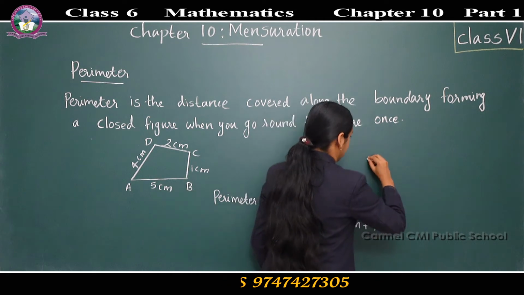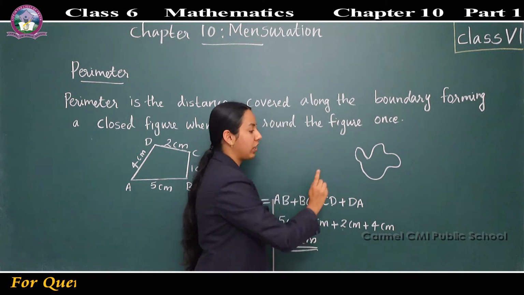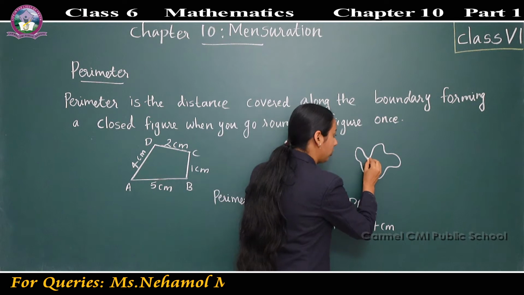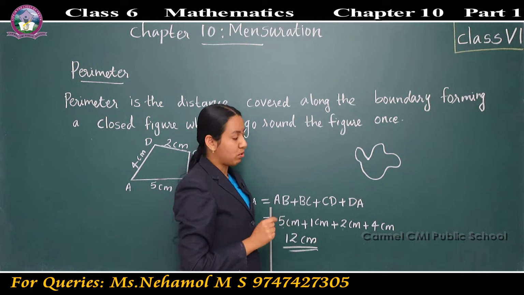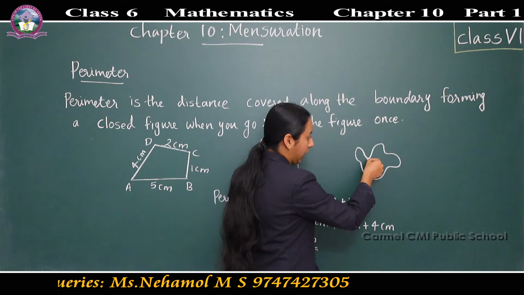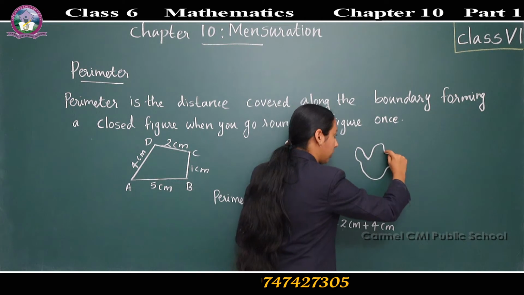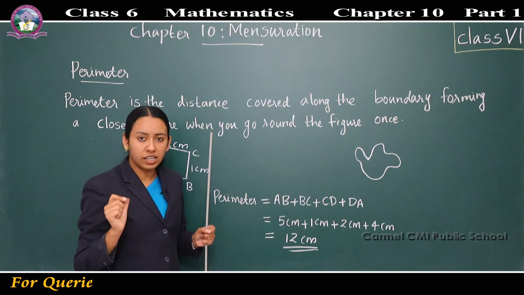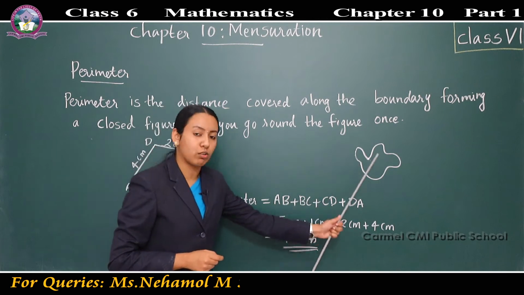Suppose the figure is like this. How can we find the perimeter of this figure? In this case, it is not possible to measure this figure using a scale. So, we have to take a thread, keep the end point of the thread at the starting point, then keep the thread along the boundary of the figure. Then we can measure the length of the thread using a scale, and that will be the perimeter of the figure.